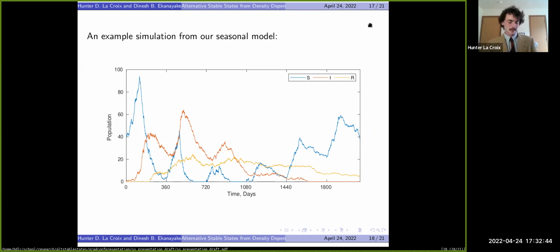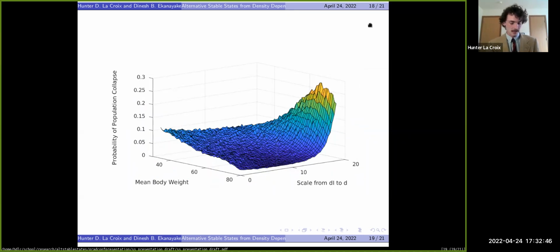And then finally, something I did is across this axis right here, I varied the mean body weight. And then across over here, I varied the scale from the infected death rate to the regular death rate. And I plotted the probability of population collapse. So I ran like 1,000 simulations and found the probability that they would collapse. And we get this interesting curve. We can see that as mean body weight increases, it decreases. And as our scale increases, it also increases quite dramatically, actually.